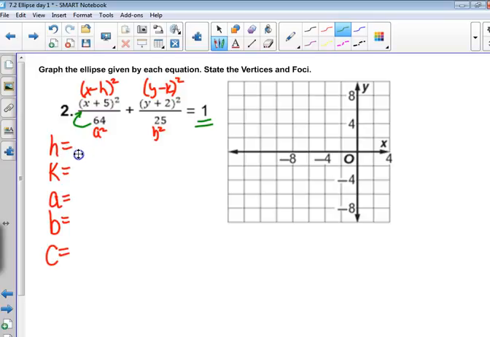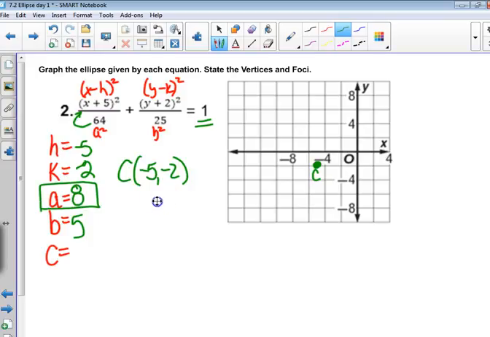All right, who can tell me one thing? A is what? 8. What else? B is 5. What else? Negative 5, and K is negative 2. Okay, so wait. The center then is what? Okay, negative 5, negative 2. There's the center. Okay, how far do I go left and right?